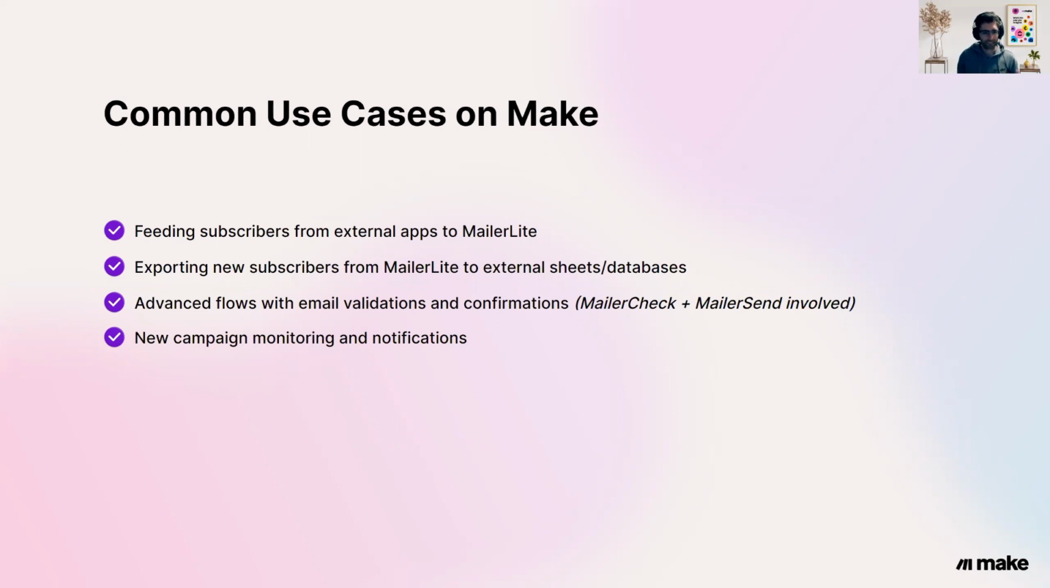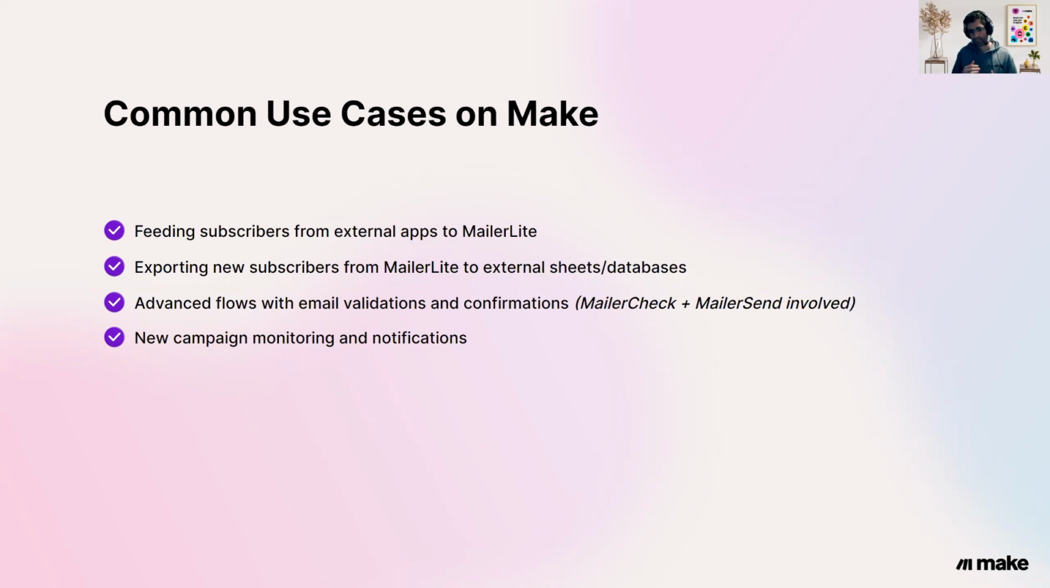So let's talk about the areas which we frequently see happening on Make together with MailerLite products. The obvious choice is to feed subscribers from external apps to MailerLite. That's like 90% of scenarios which our users do. And most of the time, those scenarios are very simple, but yet they are generating immense business value. Then we also see users doing it the other way around, right? They are, for example, listening for new subscribers in MailerLite, and then they are exporting these new subscribers to external sheets like Google Sheets or Airtable, or to databases like Snowflake or BigQuery or MySQL. So that's another common topic.